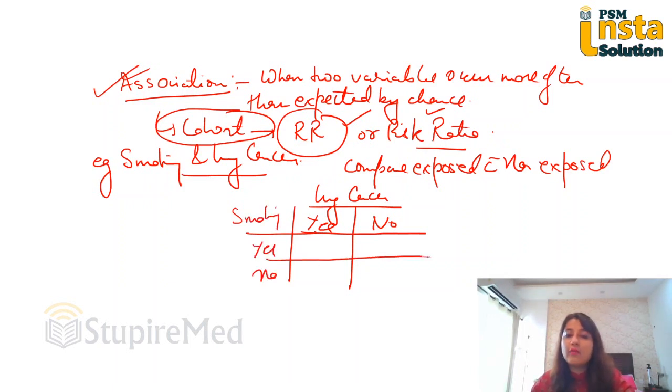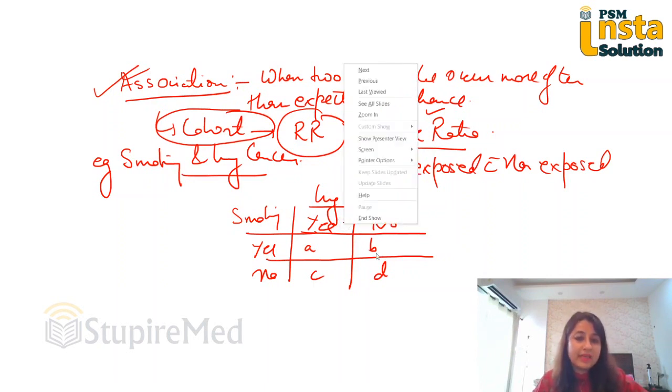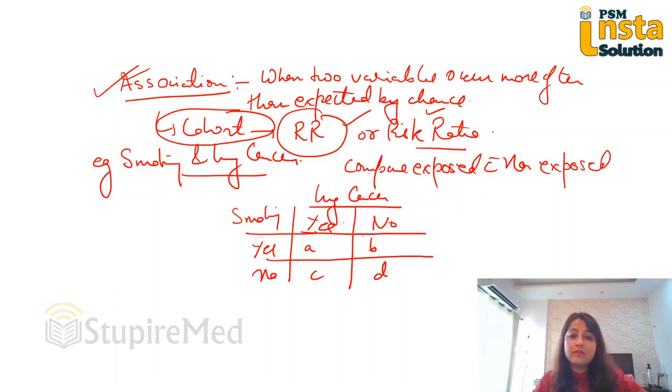All right, now this will be A, this will be B, this will be C, this will be D. What is A? Those who smoke developed lung cancer. What is B? Those who smoked did not develop lung cancer. What is C? Those who did not smoke but developed lung cancer. And what is D? Those who did not smoke and did not develop lung cancer.